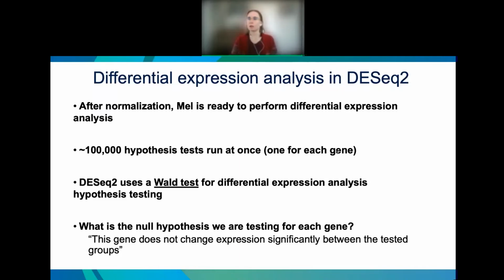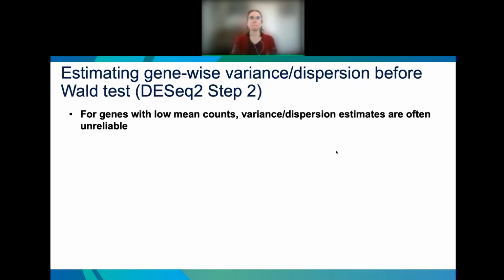All right, so before we actually get to the Wald test, there's a second step. The first step was median of ratios normalization. The second step is estimating gene-wise variance, which is also called dispersion in DESeq2, but the terms are interchangeable in this context. Before we run the Wald test, we need to estimate the gene-wise variance or dispersion.